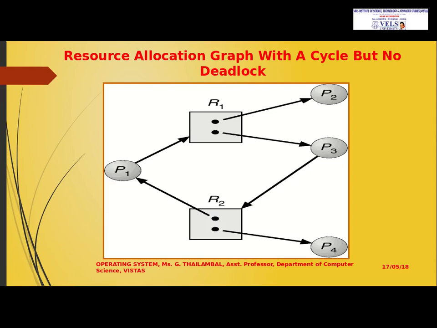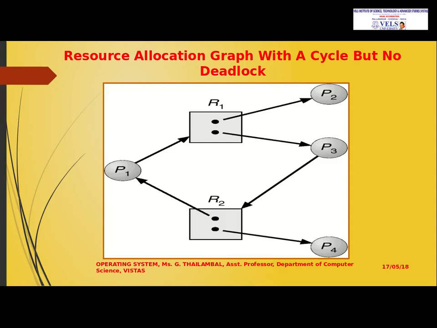So P3 will grab the R2 instance and it is having one instance of R1. So it gets completed and it releases R1 and R2, and the R1 instance is needed by P1. So P1 will get it, P1 gets completed, and P2 doesn't ask any instances of resources. It is already having an instance from R1. So with that R1, P2 gets completed, so P1 also gets completed. So totally all the processes get completed.